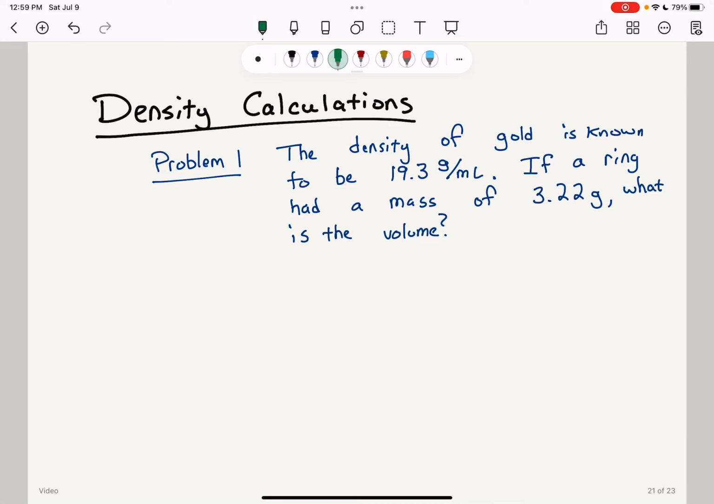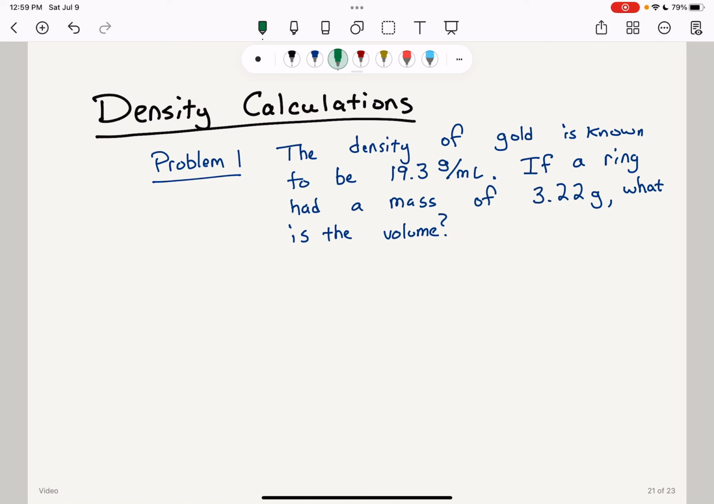Okay, we now know what density is. Now let's start calculating and making quantitative predictions with density. And I am a huge proponent of keeping math logical. In my opinion, almost all of basic chemistry is done through simple unit cancellations.